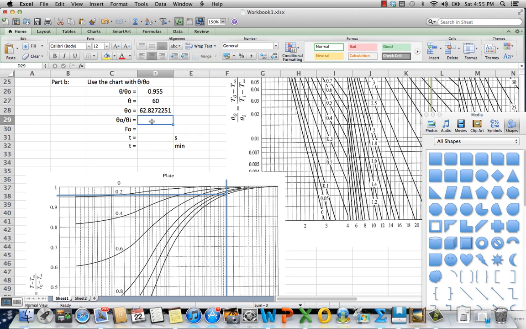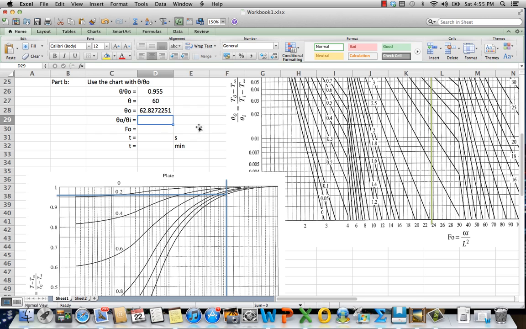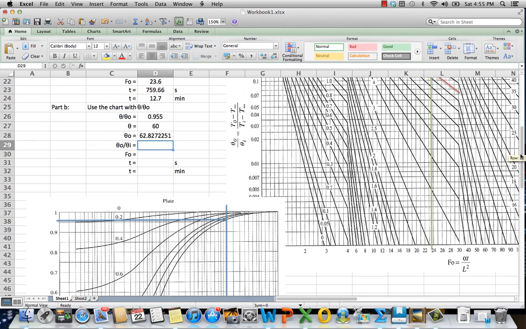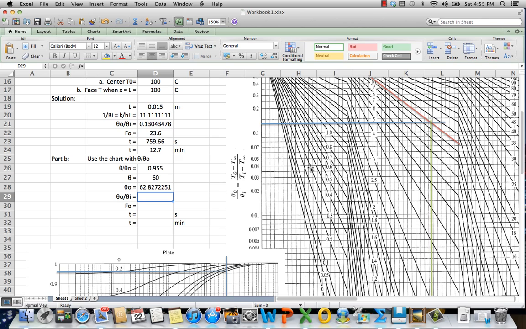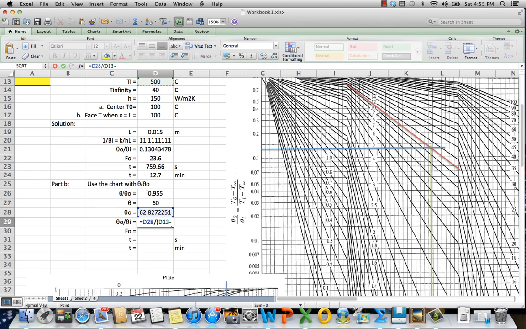And now I'm going to be taking this to the first chart. So I need to take the theta naught that I just calculated and divide by theta initial, so I'm going to take that quantity and divide by the initial temperature minus T infinity. Okay, so I get 0.1367.